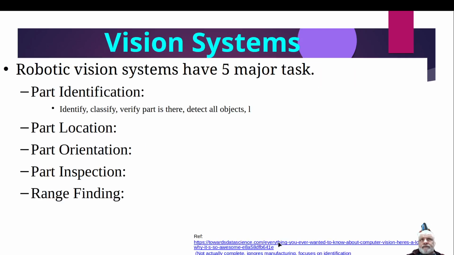So when you talk about a vision system, we're talking about it for some type of computer or controller or robot. And the vision system is going to have one of 5 major tasks, or maybe multiple of these. First one is part identification. So you want to identify a part or try to classify a part. Then there's part location, part orientation, part inspection, and range finding. So we'll look at each one of these here.